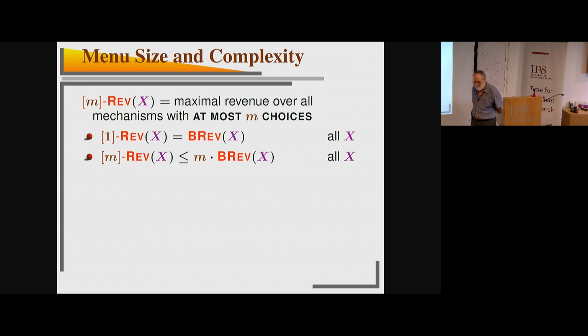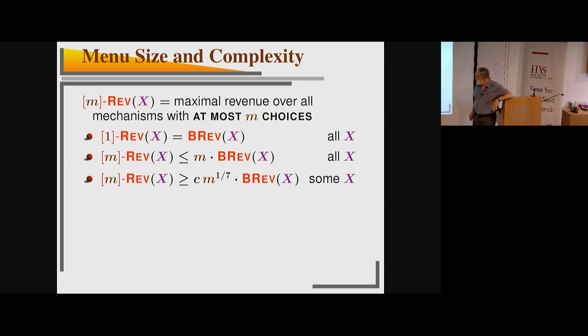More interesting, if you allow a menu of size M, then you get no more than M times BREV. Each menu entry can get you at most BREV, essentially. I'm not saying it quite right, but that's roughly the intuition. Again, the proof is quite trivial.